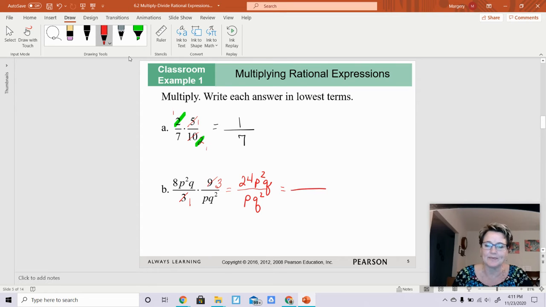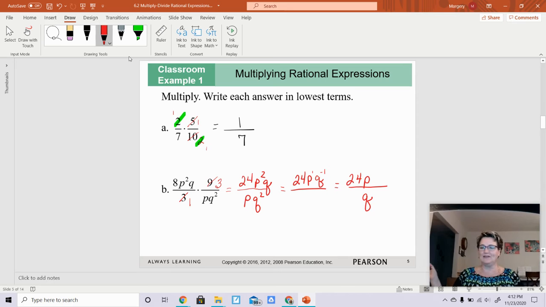So here we go. There's nothing I can do with the 24, so the 24 stays in the numerator. P squared divided by p is p to the first power. I don't need to put the 1 there, but I'm just going to. Now q divided by q squared is q to the negative first because 1 minus 2 is negative 1. Now we know we're not allowed to have a negative exponent for a variable. So to get rid of this negative exponent, we put it under 1 and we're totally finished. We have 24p over q.